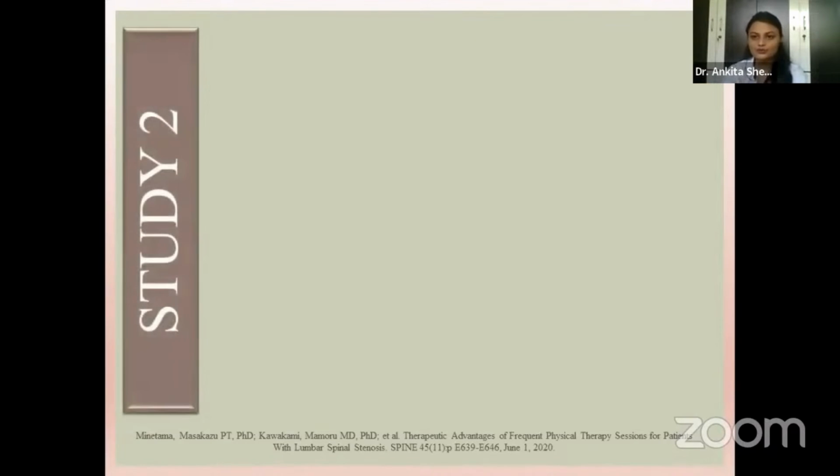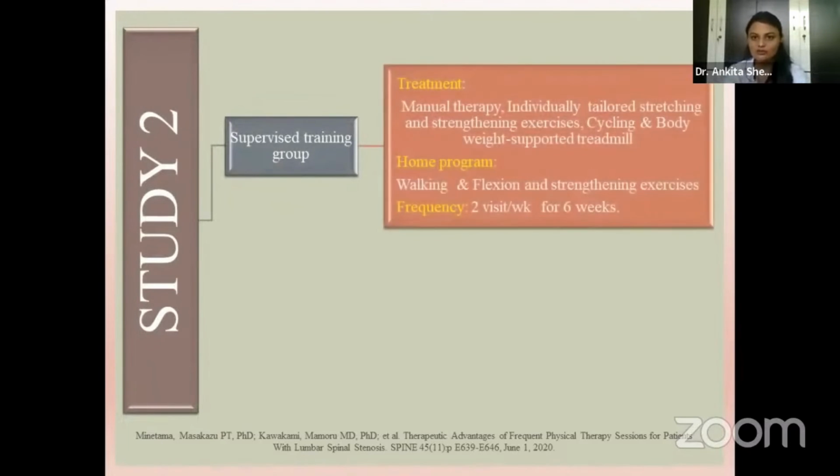Study 2 was divided further into 2 groups. The first group was the supervised training group, which came to the clinic 2 times a week for 6 weeks, where they were given manual therapy, individually tailored stretching and strengthening exercises, cycling, and body weight supported treadmill. The home program given to these patients was walking with flexion and strengthening exercises.